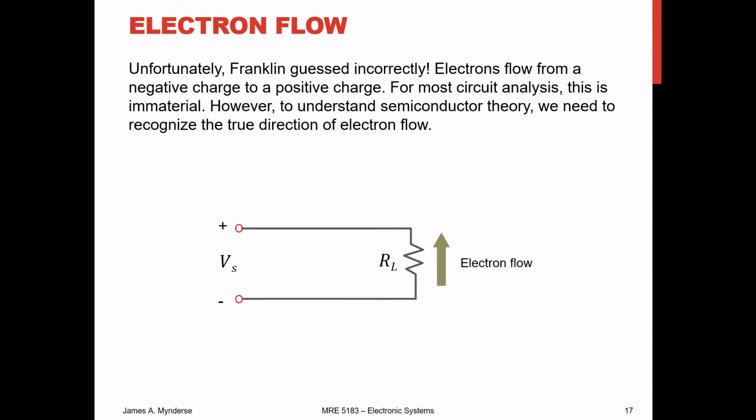Now, we know that he's wrong, that it's actually the movement of electrons, and the electrons are moving from the negatively charged to the positively charged. So when we talk about conventional current flow, it's going opposite of the electrons. We will stick for our analysis with the conventional flow and not the electron flow, but just be aware that there is a difference between the two.